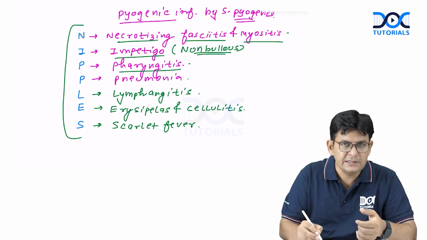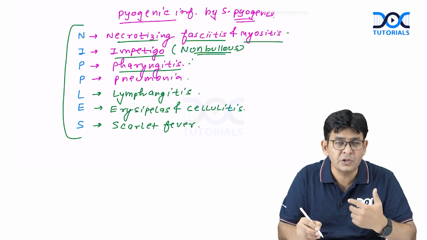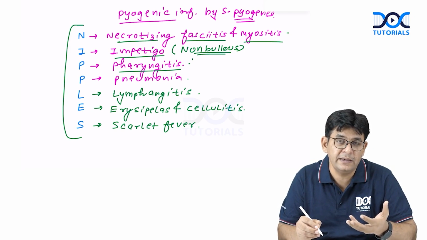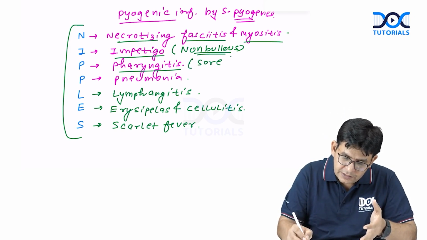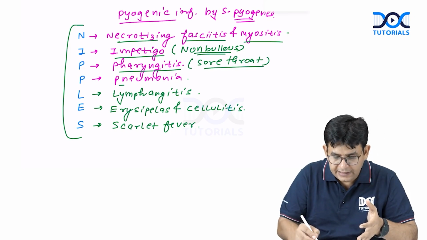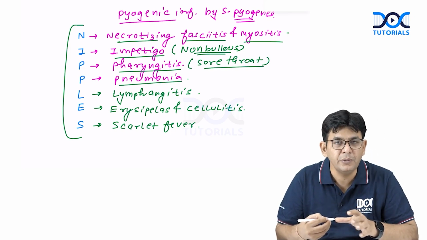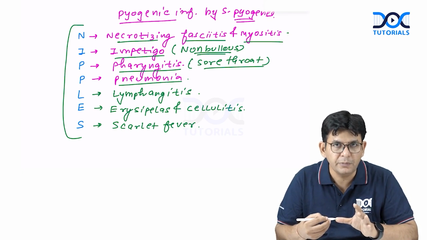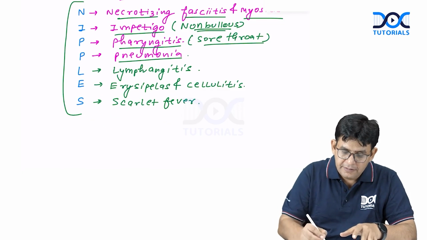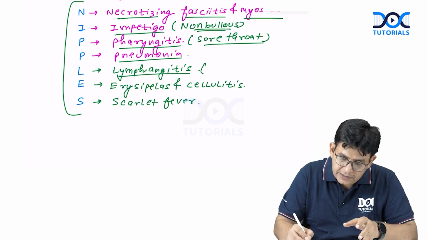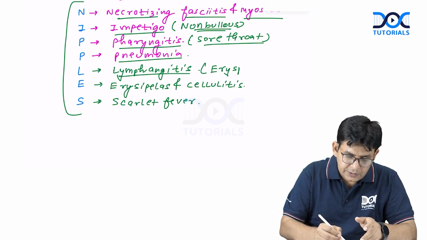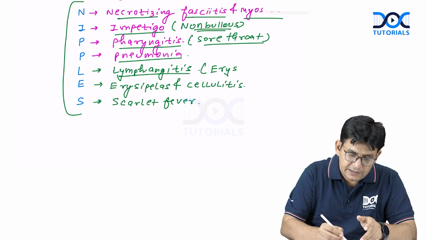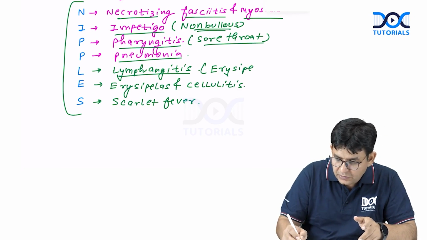Then you have pharyngitis, acute pharyngitis. Most common bacterial cause of sore throat is Streptococcus pyogenes. So it associates with what, guys? Sore throat. Streptococcus pyogenes can definitely associate with pneumonia also. Lymphangitis. This lymphangitis is termed as what? Erysipelas stuff. Okay.